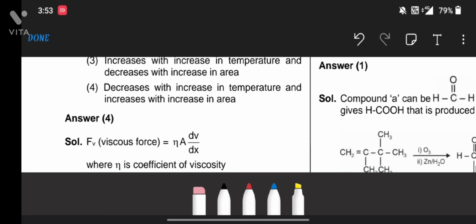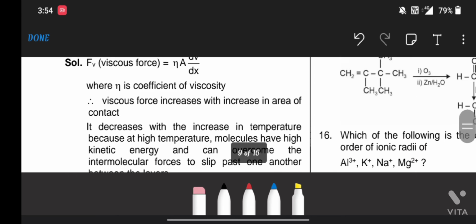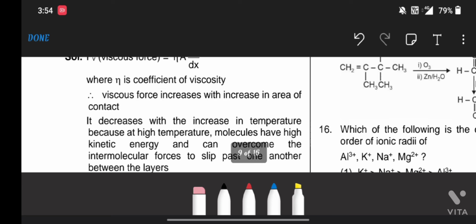So according to this, viscous force is equal to ηA dV by dx, where η is the coefficient of viscosity. So viscous force increases with increase in area of contact.